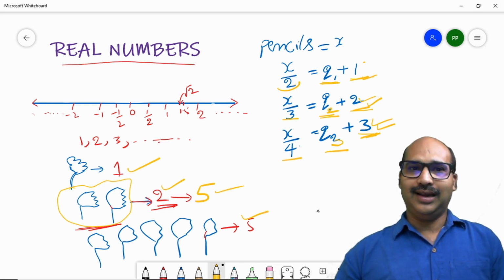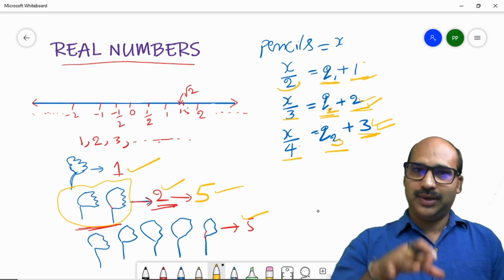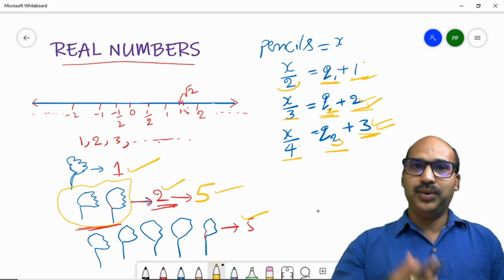So now at a glance, let us see what all the real numbers are and what types of numbers we have, and how we are going to use them in our mathematics.